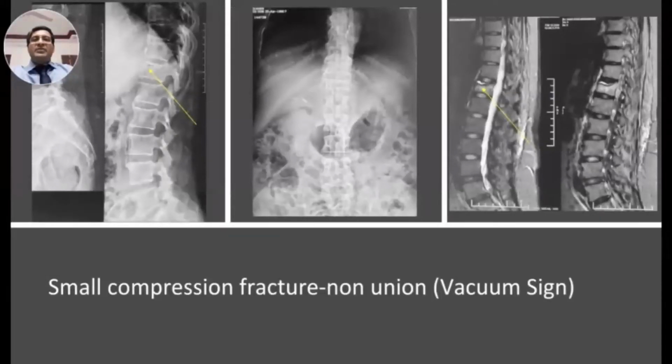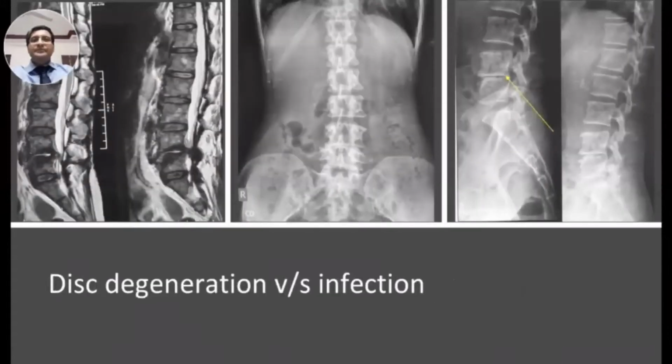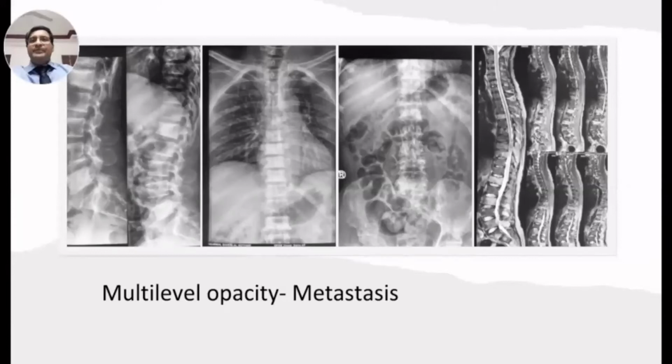Patients having chronic back pain with small compression and associated lucency suggestive of non-union in compression fracture, which is also known as a vacuum phenomenon. Occasionally, we must investigate with MRI if we see disc degeneration or decrease in disc height on X-ray with severe back pain, to differentiate disc degeneration versus infection.